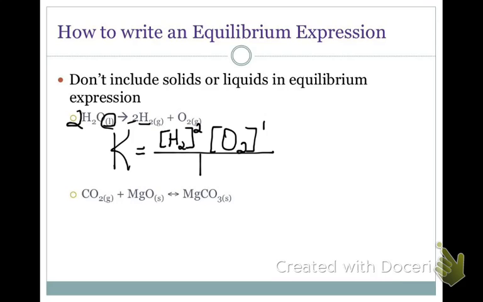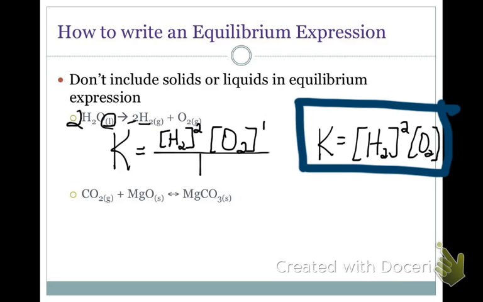We can just put a 1 there, or we can go ahead and write that K is equal to the concentration of H2 to the second power times the concentration of O2. Alright, so this would be our equilibrium expression for that reaction. Let's go to the second example.